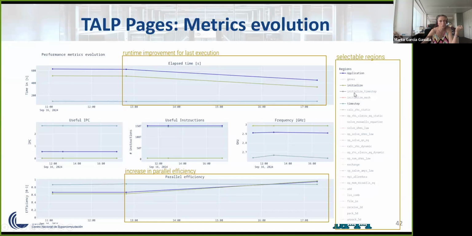This allows us to check for the different regions, because in this case also we have regions, and here by clicking on the different regions, here we just enabled 3 of the regions, but you could enable the other ones to check how the other ones are performing in this case and in every different commit.